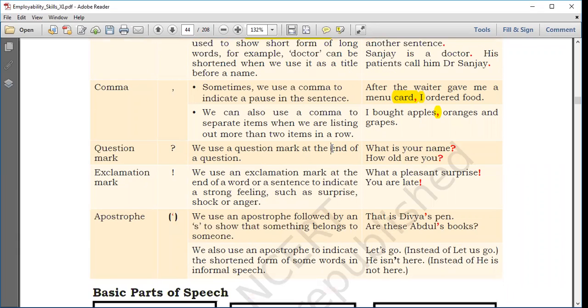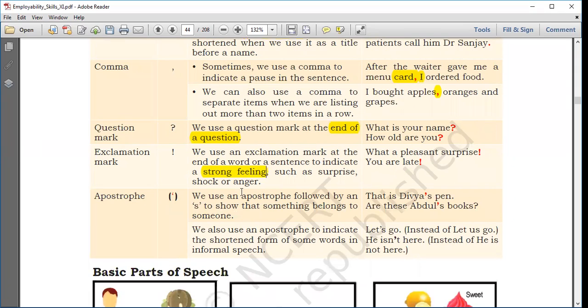Question marks are used at the end of questions, sentences which are in the question form, or you can say they are interrogative sentences, like what's your name, and this is a question, it ends with a question mark. Exclamation sign is used at the end of a word or sentence to indicate a strong feeling such as surprise, shock, anger. In such cases we put an exclamation mark at the end. Like what a pleasant surprise, right? If you are surprised with something, or you are late, you are angry at somebody, then you put an exclamation mark at the end.